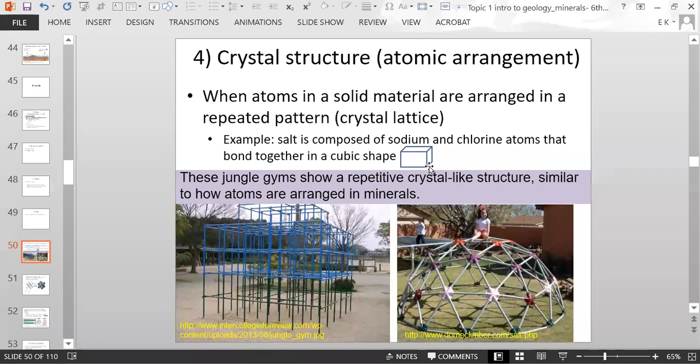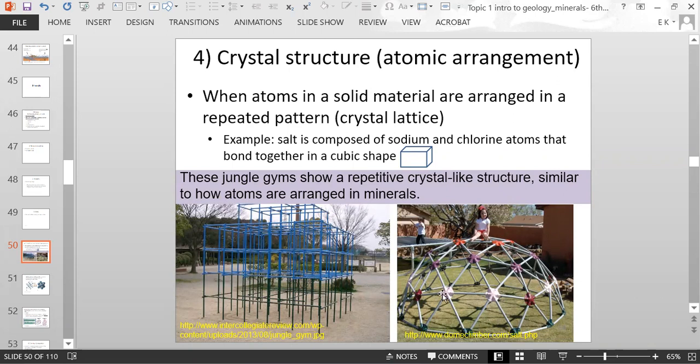So no matter how large a salt crystal is, it's just cubic shapes repeated over and over and over. So the crystal pattern, or the crystal structure of salt, is a cube. The jungle gym on the bottom left is kind of like salt crystals, where it's just cubes repeated over and over and over.